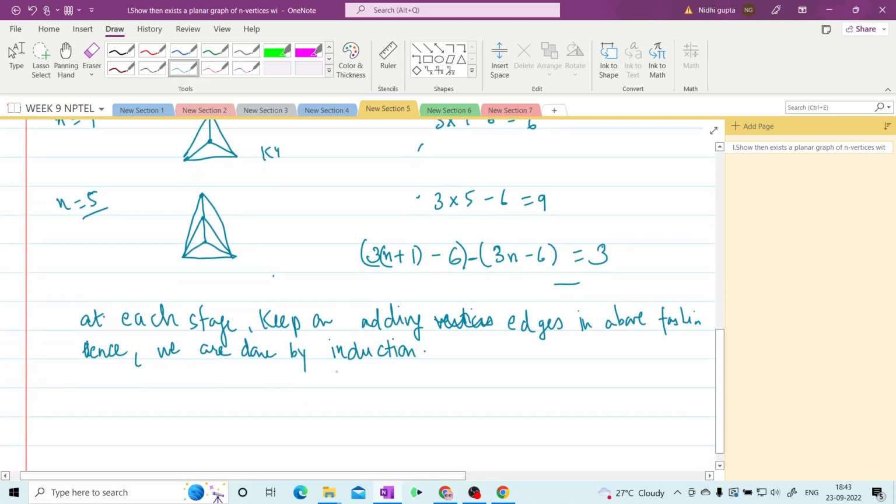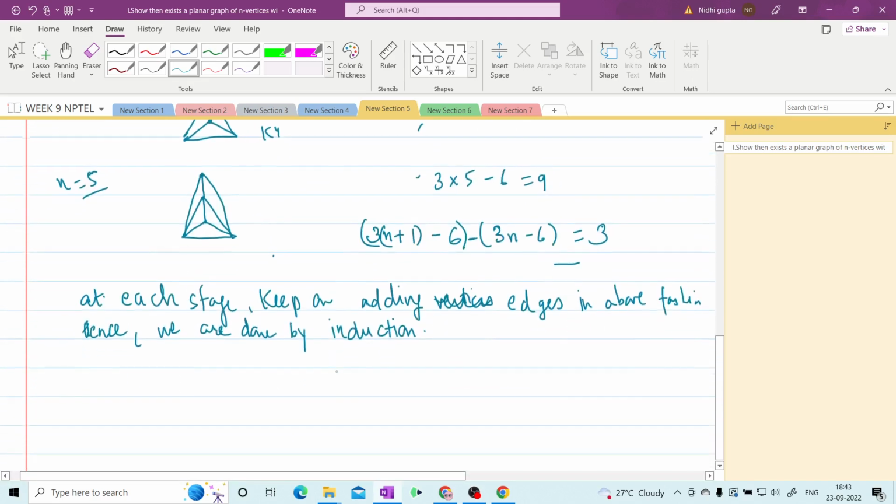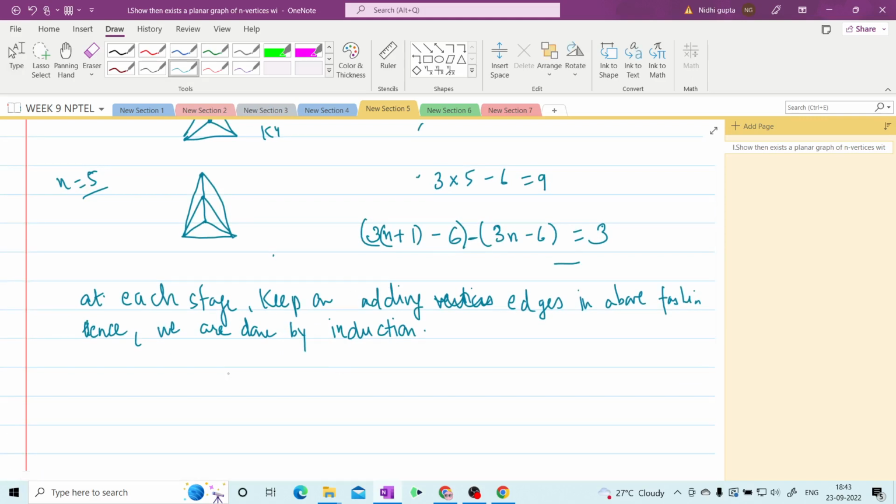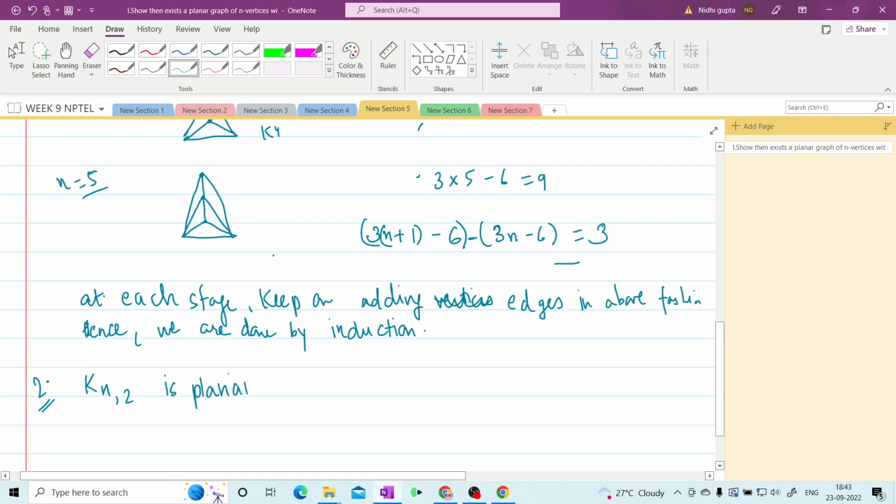Okay. Now the next question was, you have to show that Kn,2 is planar. This is an obvious one, I want you to try this question. This is very simple, so you can think about it for some time before seeing the solution, but the solution is basically this.